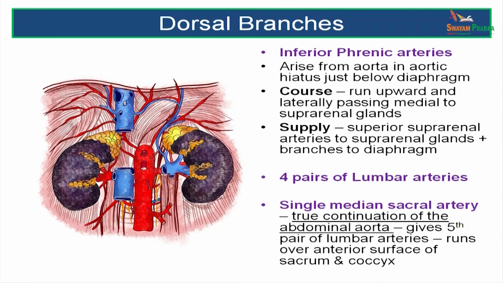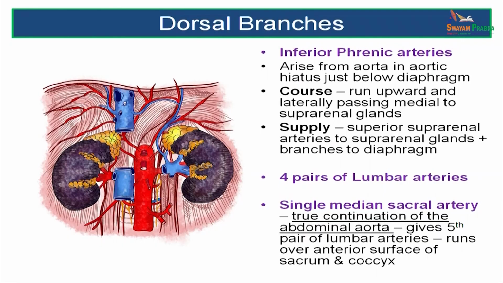Now we will talk about the dorsal branches. These are the inferior phrenic arteries, which you can see here, paired inferior phrenic arteries, and below that there are the lumbar arteries. There are 4 pairs of lumbar arteries and the single median sacral artery. The inferior phrenic artery, as the name implies, supplies the diaphragm.